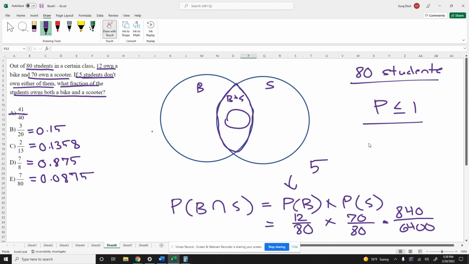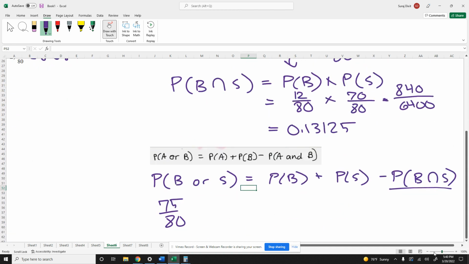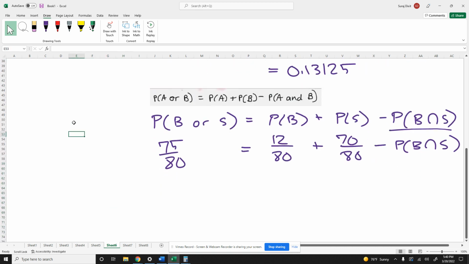Well, 5 don't, right? So probability of bike or scooter is equal to 75 out of 80, because it's just 80 minus 5, equals 75 over 80. Because only 5 own neither, but 75 own one or the other. Let's try this. So then this will be equal to 12 out of 80 plus 70 out of 80 minus the intersection, basically. Because remember that we don't want it to be counted twice in our probability event.